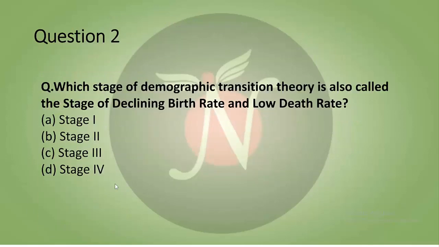Now question 2. Which stage of demographic transition theory is also called the stage of declining birth rate and low death rate? You can pause the video, try to answer. So basically, answer is C. We saw the stages. If you don't remember, then you can just go back towards that section of the video. And India is currently also in stage 3rd.